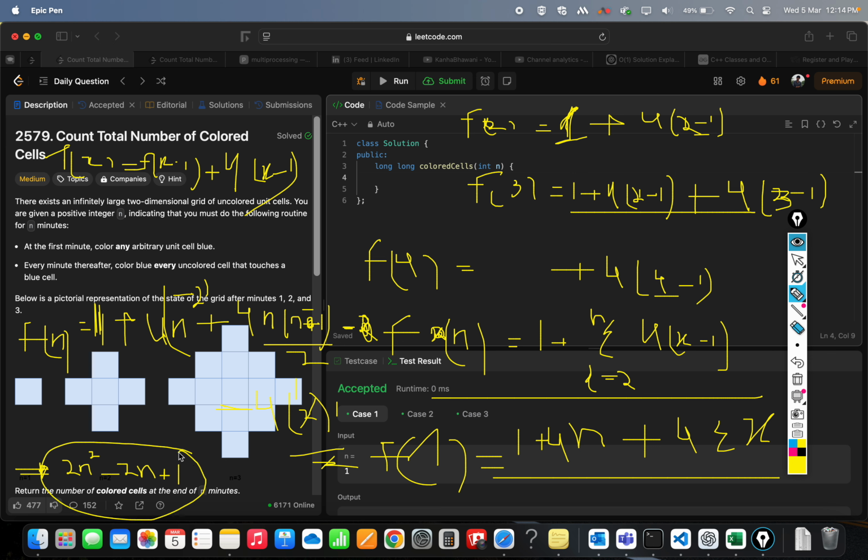So yeah, this is just simple math. You should solve this and you will get this formula. Okay, now let's code this.